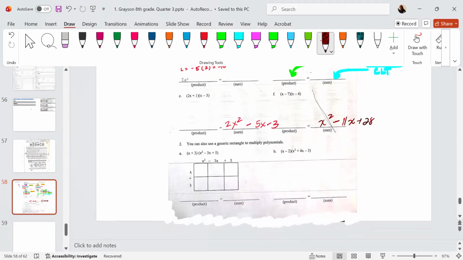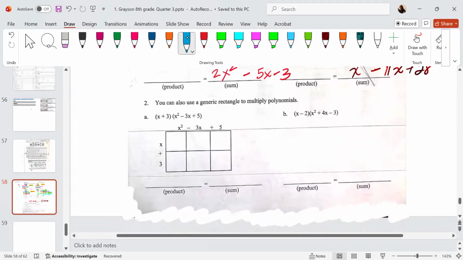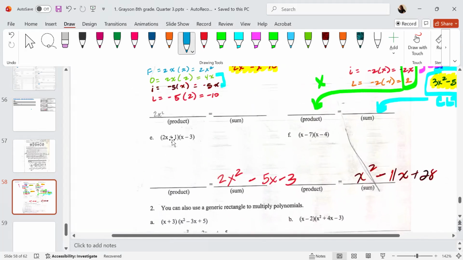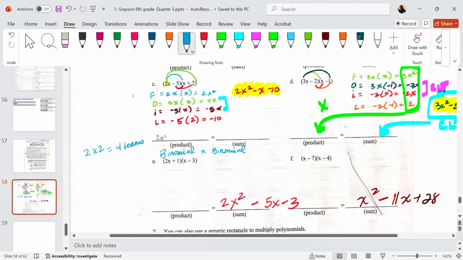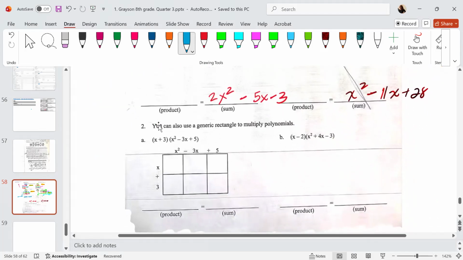Okay. Now I'm going to go on to number 2 for you. Okay. And I want to make sure I finish this. Now, everything up to this part with FOIL is a binomial, which means 2, right? Times a binomial, right? A 2 times a 2 is 4 terms, correct? And you did. There is 1, 2, 3, 4 terms here. Do you see that? Okay. Now, this right here, the first part, this is a binomial, right? But then what is the second part right here? What is that called?